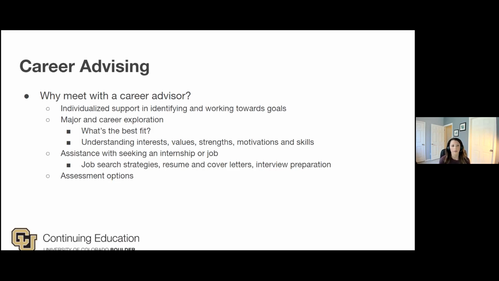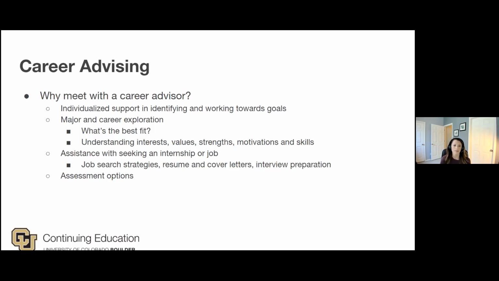And then additionally, also helping with looking and seeking an internship or a job. So this could be just the strategies to employ, writing a strong resume and cover letter, and also preparing for interviews. So career advising can help with all of those things.